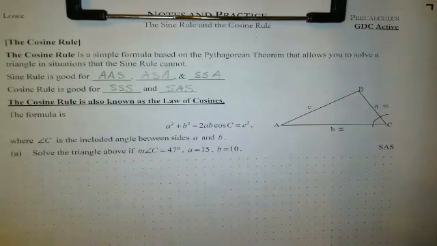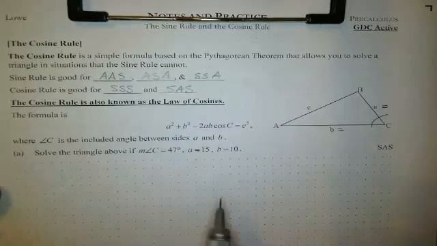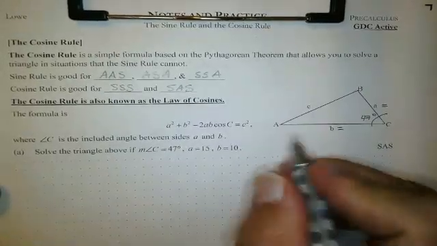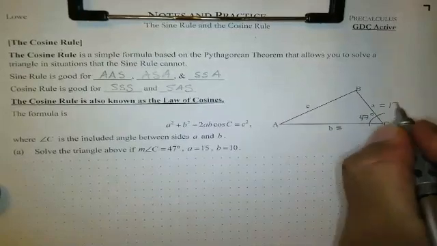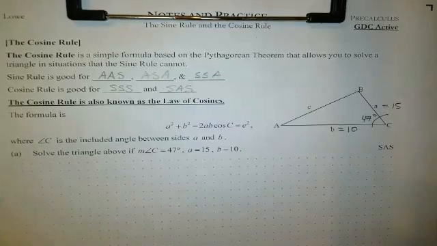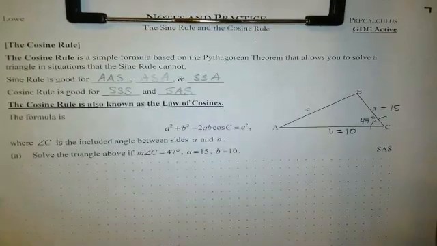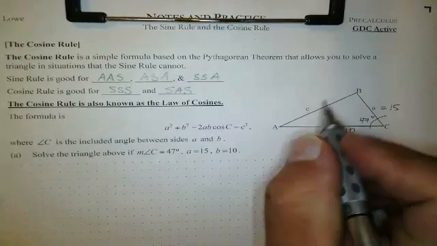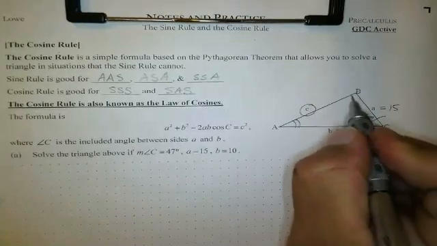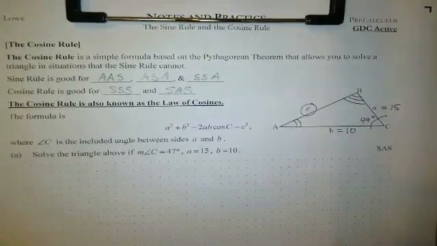So let's go ahead and solve this. We're going to solve this triangle if the measure of angle C is 47 degrees. Right? So if this angle here is 47 degrees and a is equal to 15 and b is equal to 10, we're going to want to find everything else about the triangle. We're going to want to find the missing side, c, but we're also going to want to find what these other two angle measures are. We're going to want to find everything.